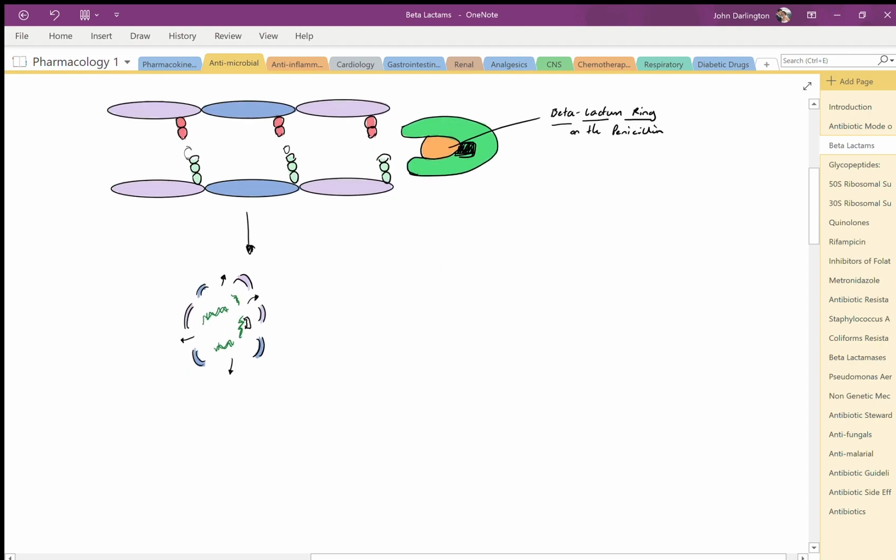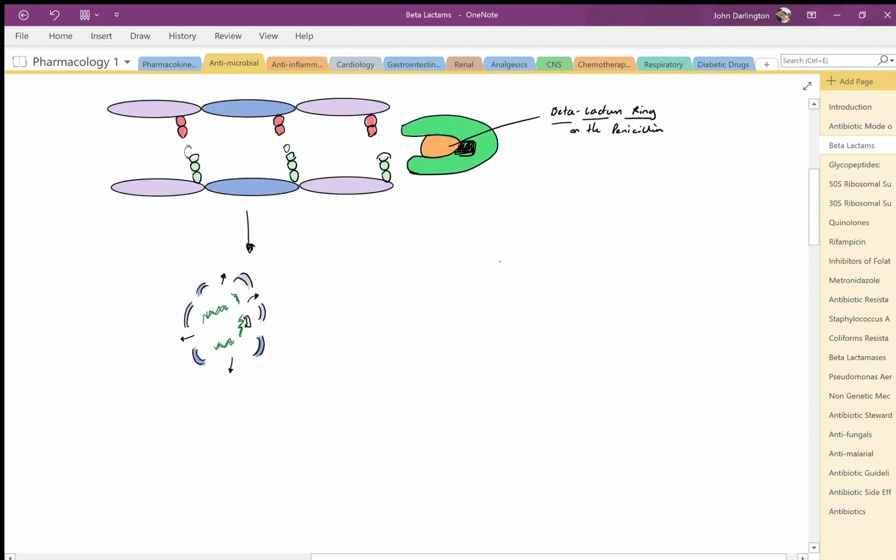What that means is that when the bacteria doesn't have a secure cell wall, lysis will occur, which I've drawn here. And what that means is the bacteria has a whole lot of proteins inside it, so it exerts an osmotic pressure.